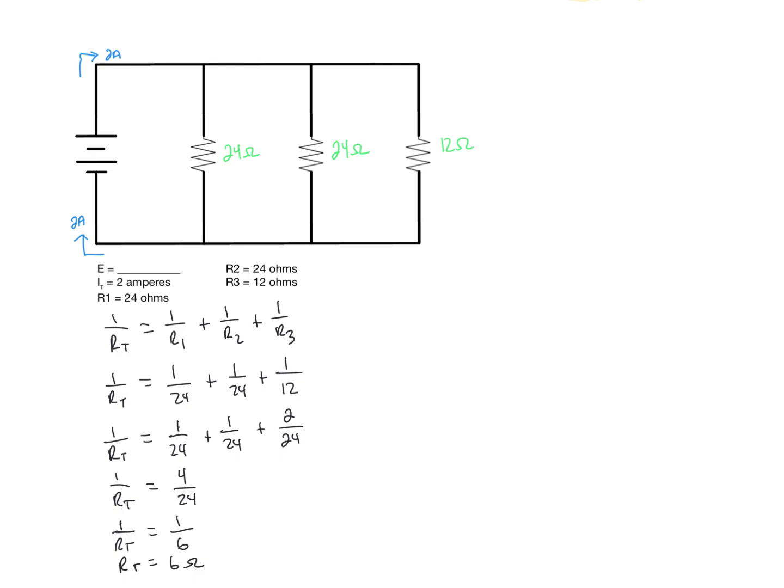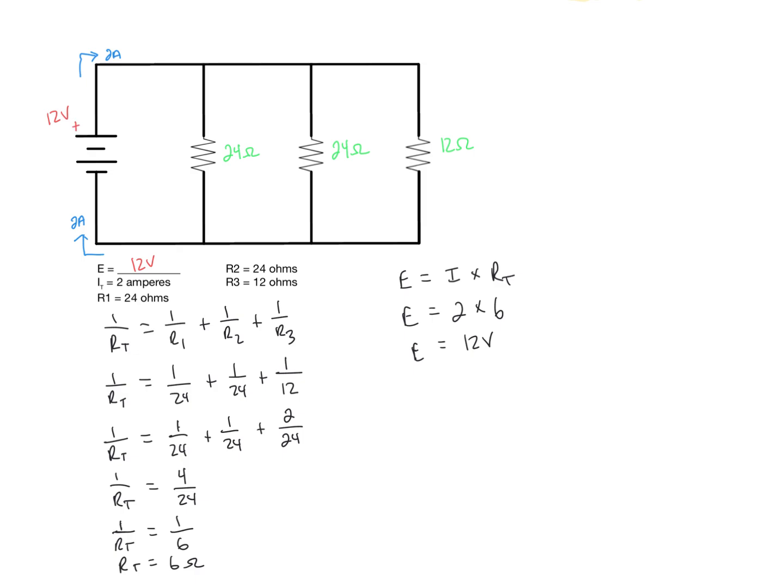Now, once we know that, we can determine what the voltage value is, right? Because voltage is equal to our amperage times our resistance in this case, right? So we've got 2 amps, and we've got a total resistance of 6, which means that our voltage is 12 volts. Over here, we should have 12 volts and 12 volts.